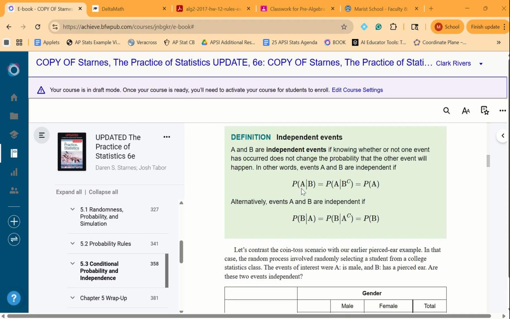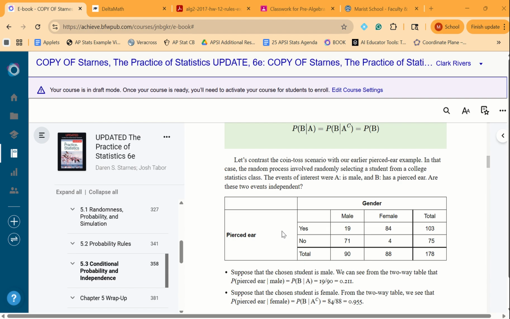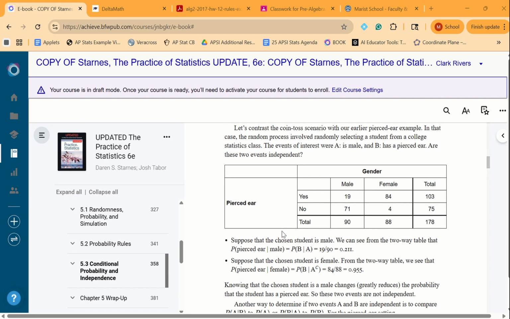We'll take a look at an example of this in a second, but the probability of event A given event B happens is equal to the probability of event A given the complement of event B happens, is equal to the probability of event A. And then alternatively, you can see it's the same thing just with A and B swapped. So let's look at a situation where the events are not independent first.